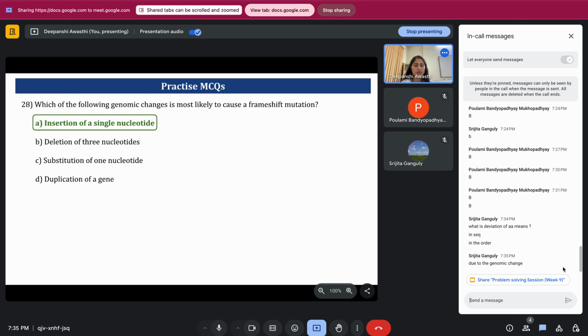Okay, due to genomic change. Yeah, so due to a change in the genome or genomic sequence, it can lead to a change of amino acid as well. Deviation of amino acid means change in amino acid. Mostly deviation is not the right word, but still if we say deviation of amino acid, it means change in amino acid. And yes, genomic changes can lead to this. But in other scenarios, it might not deviate, because in synonymous mutations, even if there is a genomic change, it does not change the amino acid. So both things exist.